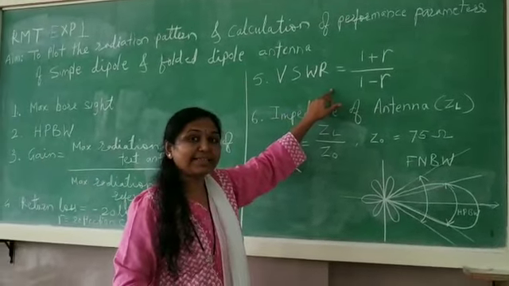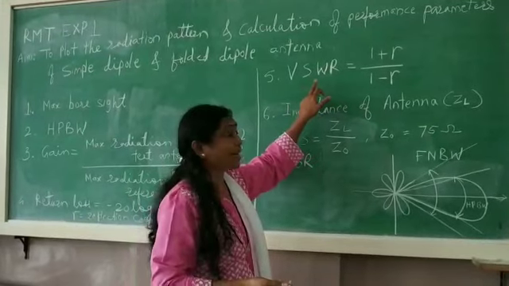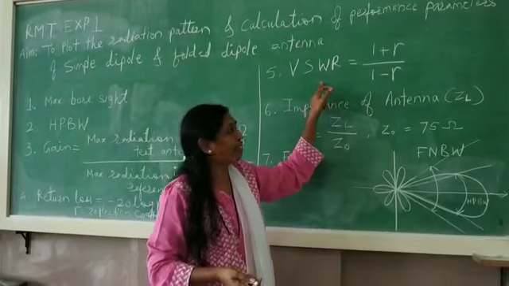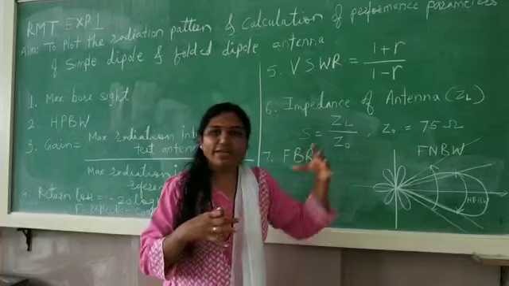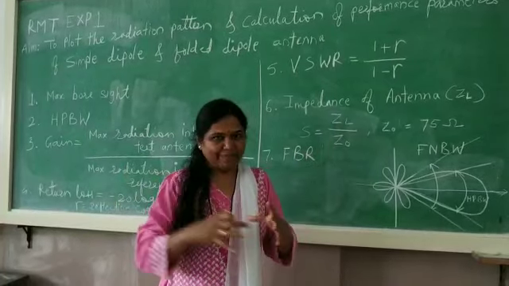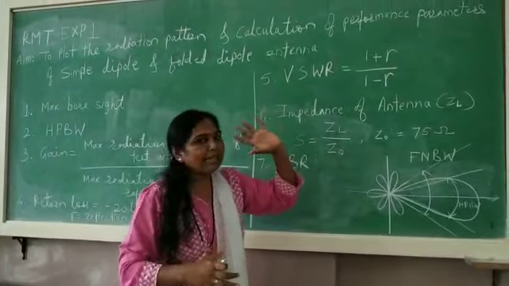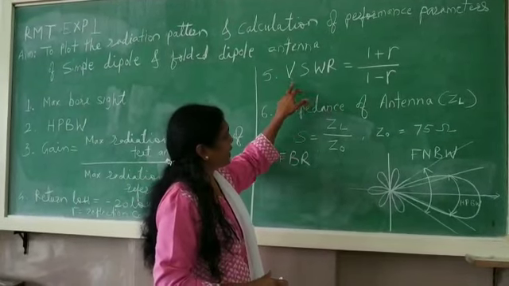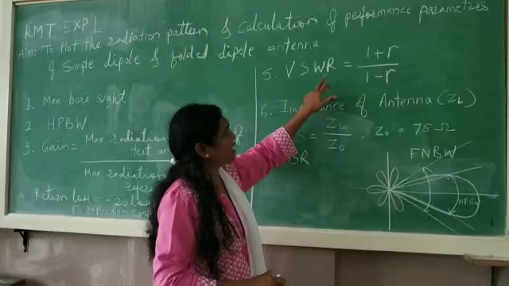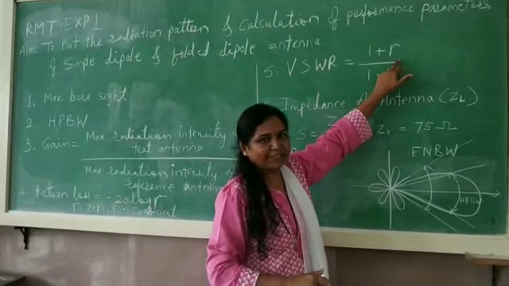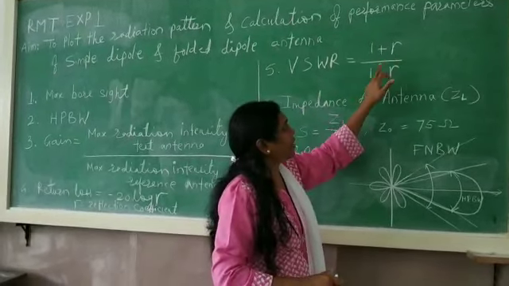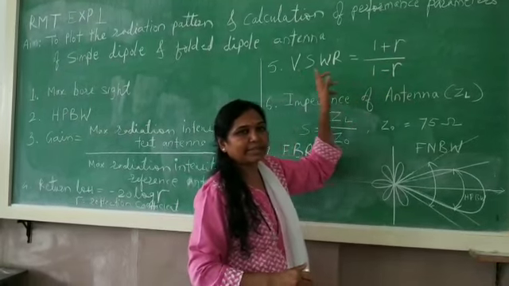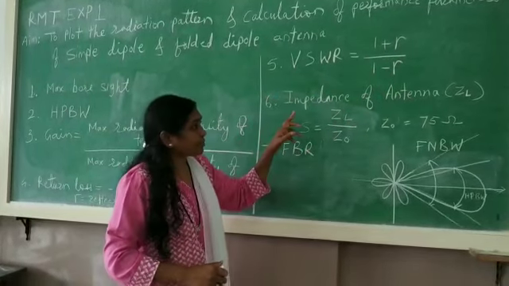In our theory session we have already seen what is meant by standing wave. Standing wave is nothing but the combination of incident wave plus reflected wave. And generally standing waves are an undesirable parameter. Therefore we can calculate the voltage standing wave ratio from the reflection coefficient. 1 plus gamma divided by 1 minus gamma is nothing but the VSWR.